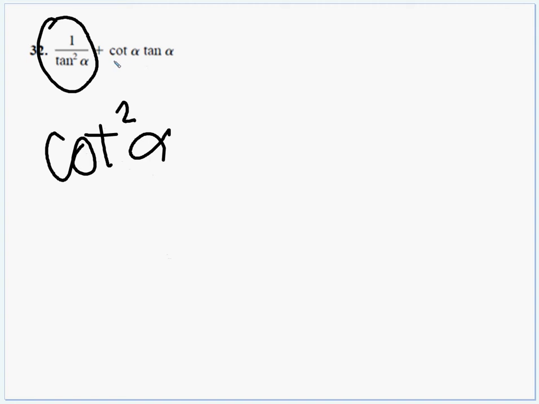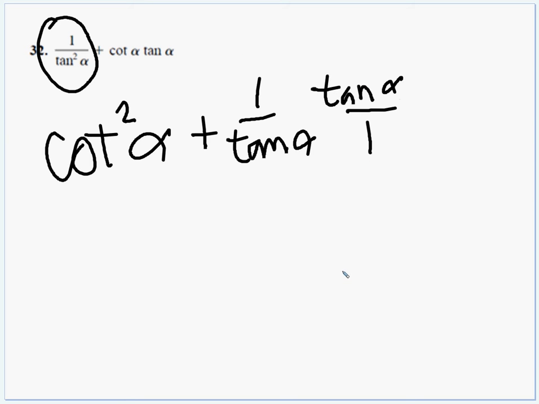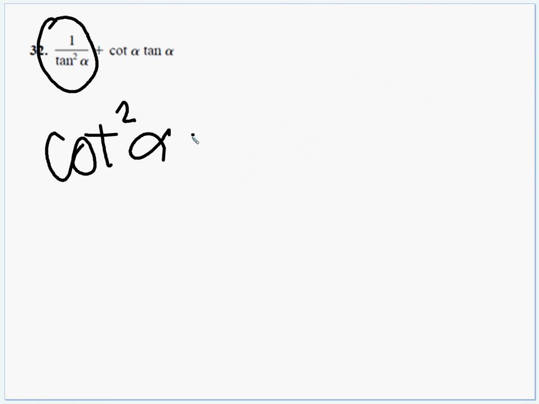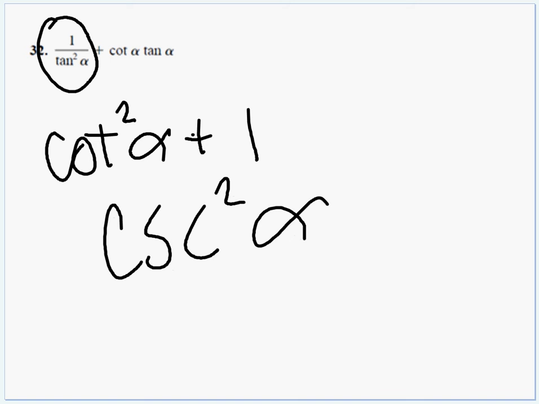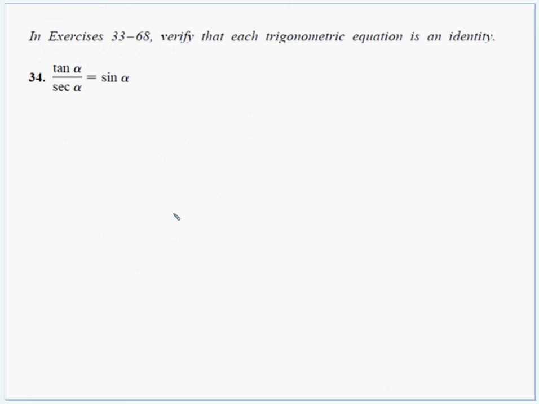And then here we have a tan times a cotan. Well, again, just like that other problem, we can do this three different ways. I'm going to turn that cotan into 1 over tan. And then my tan I'll just write as tan of alpha over 1. So these are going to cancel, leaving a plus 1 here. And then we have cotan squared plus 1. Well, that's a Pythagorean identity. That is cosecant squared of alpha. And that is the front of practice test B.